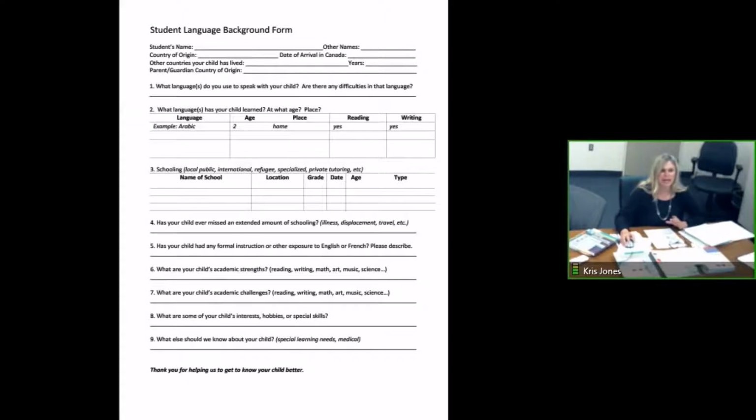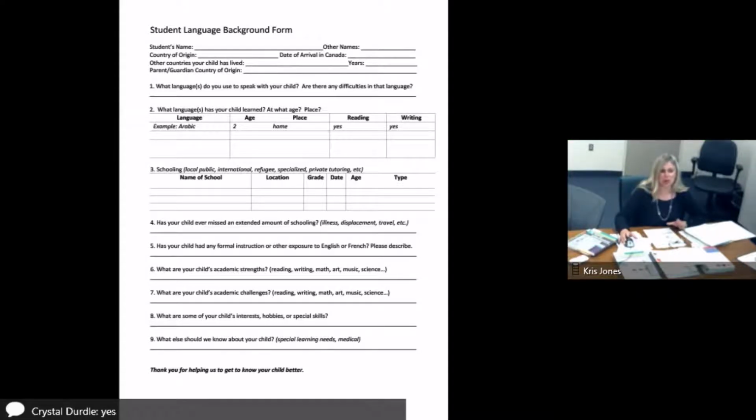Have you been using a student language background form of any kind to figure out what kinds of languages or exposures, things that students have been studying? This is the starting point. This is your starting point.